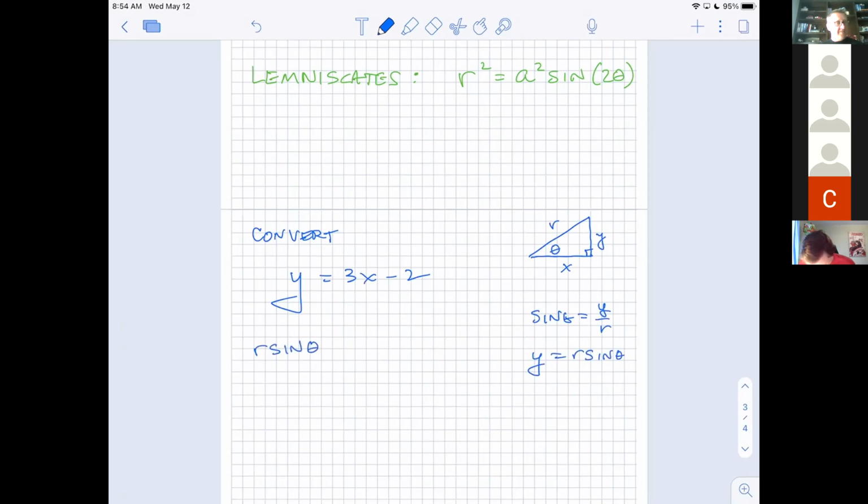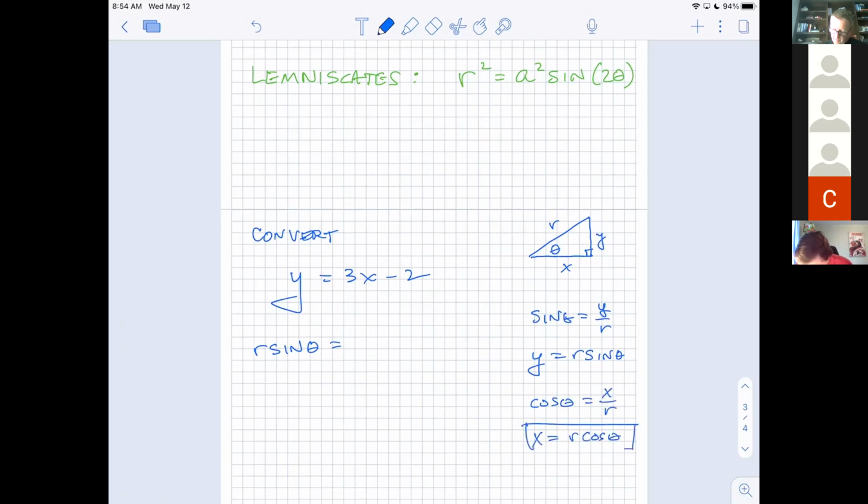Again, what does it mean to convert from rectangular to polar? It means, hey, I got x's and y's. I don't want x's and y's. I want r's and thetas. All right, well, I just replaced y with r's and thetas. What about x? Well, I could write the equation cosine of theta is adjacent over hypotenuse. So I guess that means x would be equal to r cosine of theta.